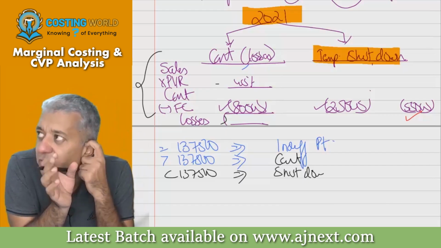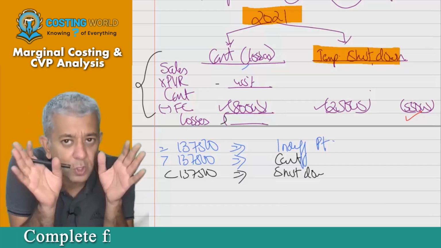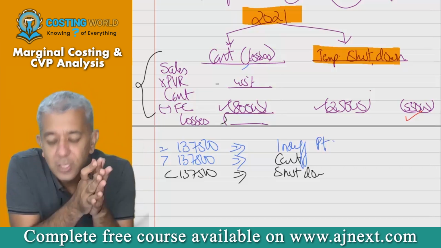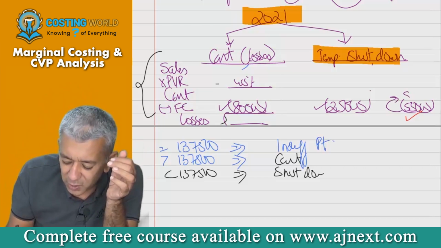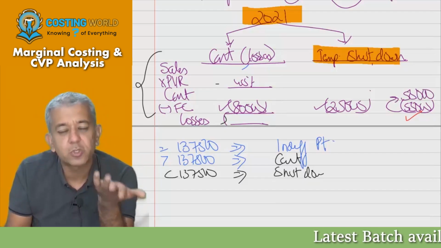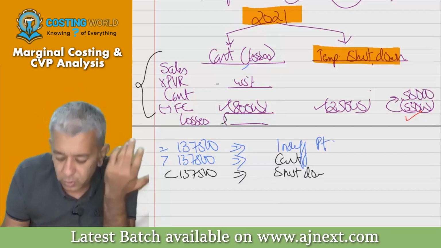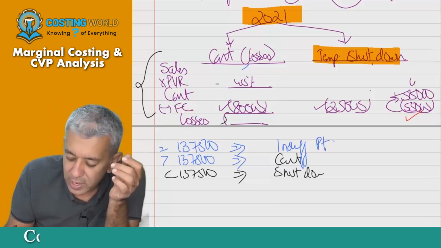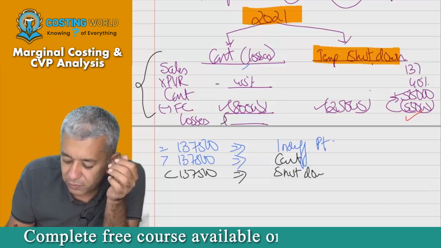Tell me why you will incur this extra fixed cost because you want to continue? So justify your continuation. Justify your continuation means by continuing, at least earn this much amount of contribution. So I want to be earning extra contribution of 55,000 divided by 40%. This will give you 137,500.